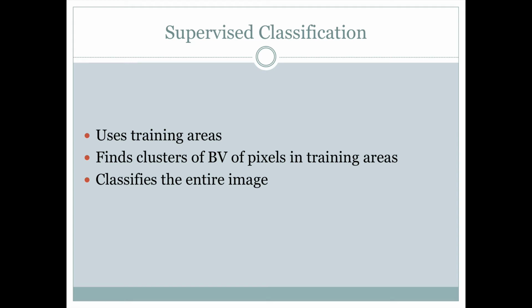Supervised classification is better to use if we know where particular land covers are in an area before we start our classification. So basically, those areas that we know we use as training areas. Then once we take those training areas, we move those into frequency space, and we find where the clusters of brightness values are of the pixels in the training areas. And once we've determined that we can separate out the training areas in frequency space, then we can classify the entire image.